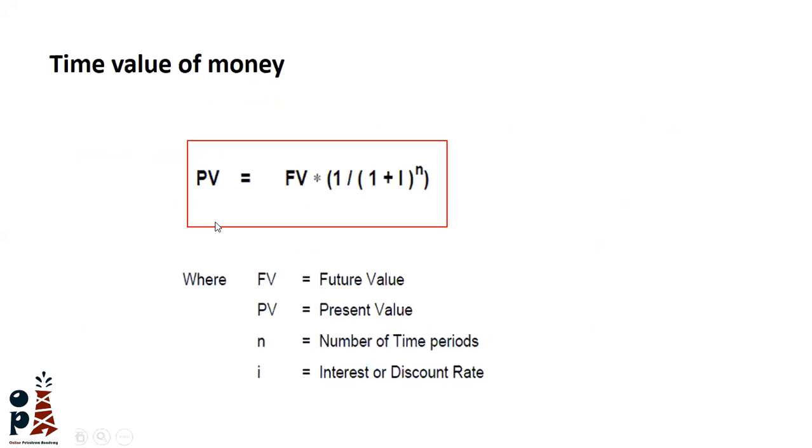So to talk about discounted parameters, we should know what the time value of money is. If you want to convert a future value of money to the present, to today's environment, you should take the future value multiplied by the discount factor, which is 1 divided by (1 plus interest rate) to the power n. So this is the formula that converts future value to present value and present value to future value.